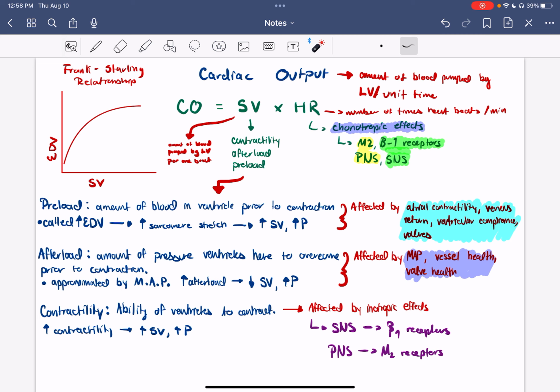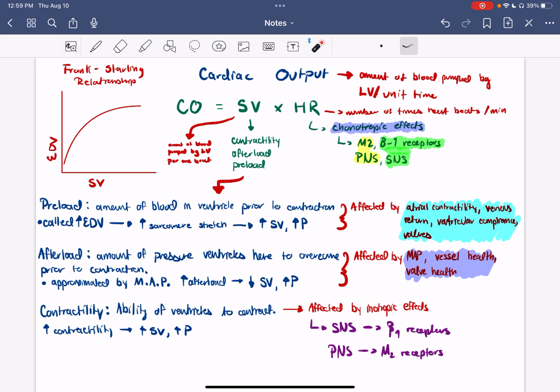The main inotropic effects, kind of similar to the chronotropic effects, are from the sympathetic nervous system and the parasympathetic nervous system. The sympathetic nervous system activates the beta 1 receptors and causes increased contractility of the ventricles and the atria. The parasympathetic nervous system, on the other hand, activates M2 receptors and only causes a decrease in contractility of the atria. Okay. And obviously, if the ability of the heart to contract increases, then you would increase the stroke volume and the pressure that you generate.